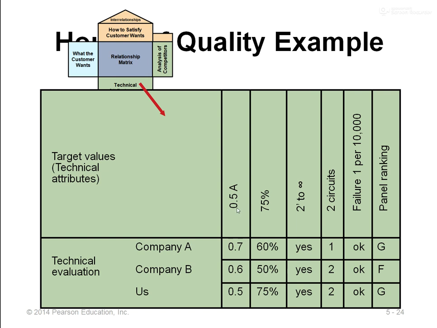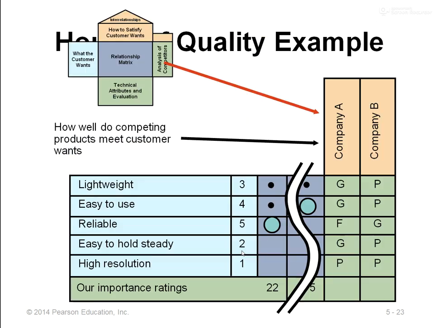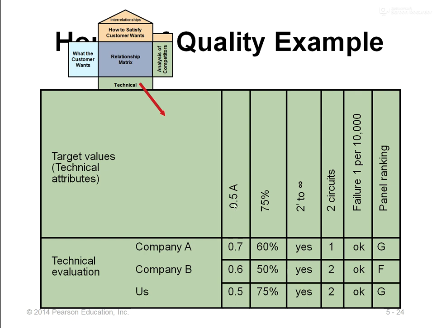For instance, remember the first column here was the electricity requirements. Maybe we define that as 0.5 amperes, and we compare with company A and company B. For the aluminum components, 75% is our target. Then we are at 75%, another company is at 60%, another at 50%. Then the same for high resolution, autofocus, auto exposure, holding steady, and ergonomic design.